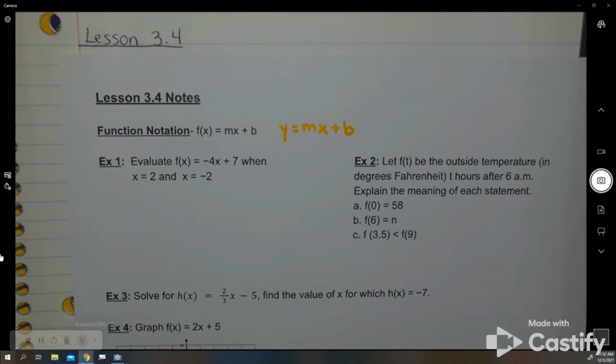And it really could be any letter. It could be f of x, g of x, h of x. I mean, really any letter in the front would be fine. It's just showing you that it's a function in this form.